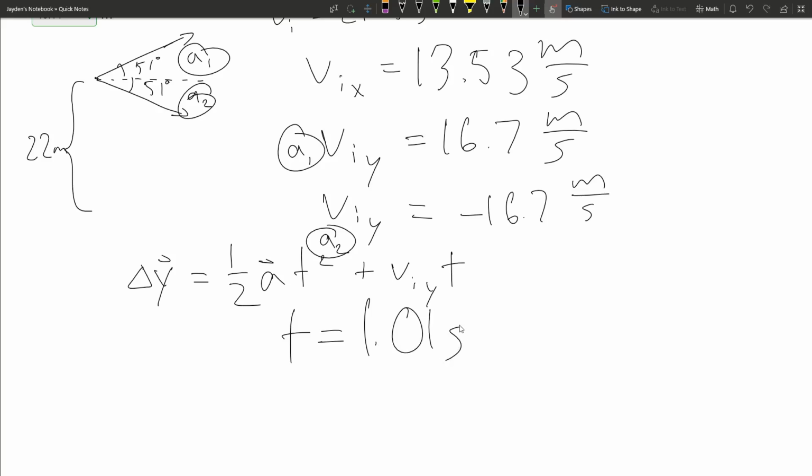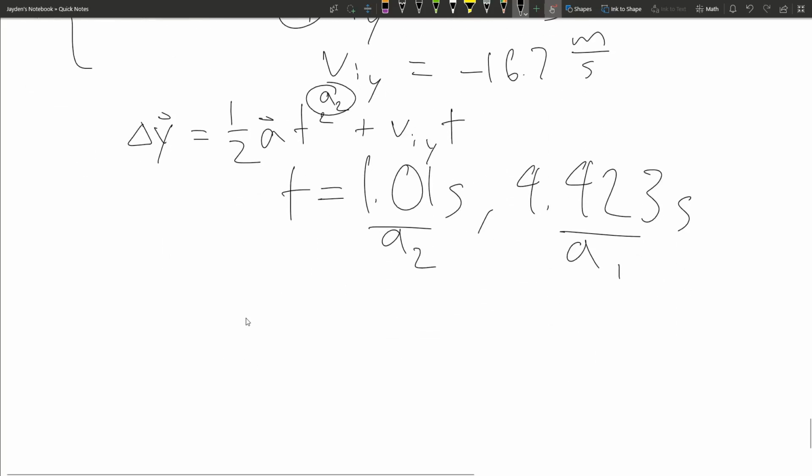For the time, you should get something around 1.01 seconds for when it's aiming down, and when it's aiming up, you should get 4.423 seconds. So this one's for angle 1, this one's for angle 2, the time it takes to hit the ground. So we just find the change in displacement by multiplying this by the x velocity.